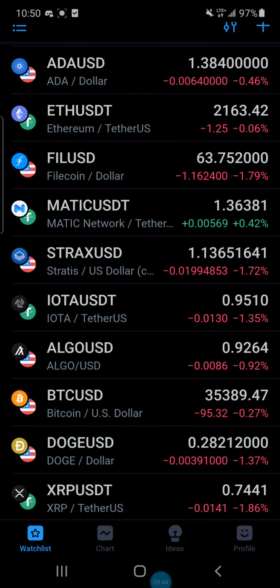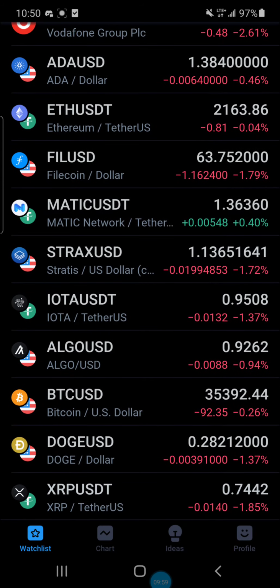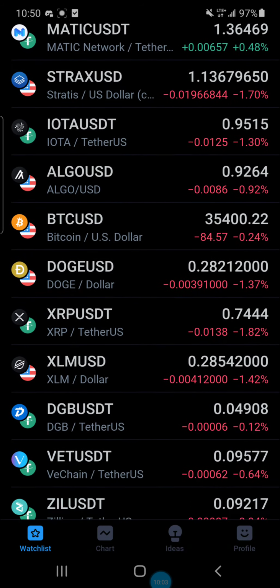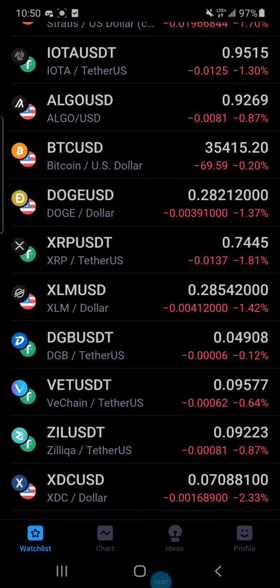At the time of recording at 10:50 p.m. Eastern Standard Time, even though you're watching this at 3:42 a.m. Eastern Standard Time, Sunday morning, Matic was up 0.43% to $1.36, but that doesn't tell the story. Stratus is down another 1.72% to $1.13. Iota's down to 95 cents, falling another 1.3% so far. Algo's down just over 0.75% to 92.69.